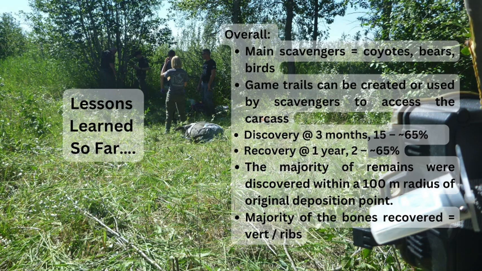We learned that our main scavengers are coyotes, bears, and birds. Game trails can be created or used by scavengers to access the carcass and to disperse the remains. We learned that sometimes there is a difference in the number of remains observed at the preliminary search and the number of remains collected at the final search. We also learned that we mostly collected vertebrae and ribs.